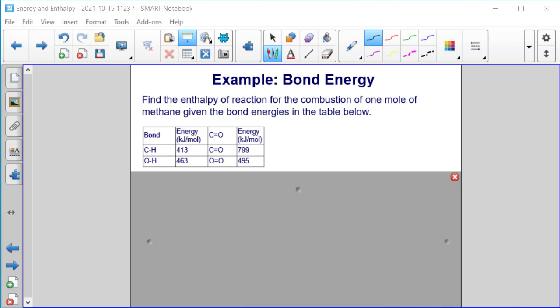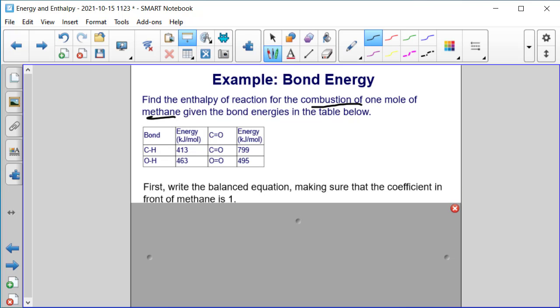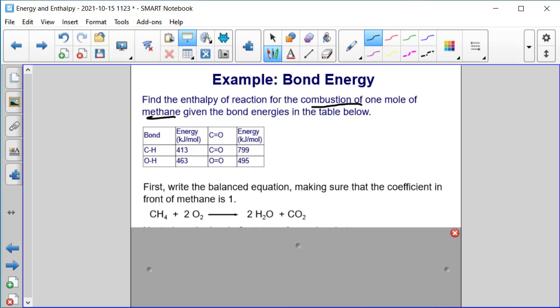So here's our question again. The first thing we need to do is figure out what our reactants and products are. We need to write a reaction. We're told that it's combustion of 1 mole of methane. So first things first, write an equation making sure that the coefficient in front of the methane is 1 because we're combusting 1 mole of methane. Combustion, remember, is a reaction of the hydrocarbon, the methane in this case, CH4, with oxygen. And the products for a combustion reaction are water and carbon dioxide, so H2O and CO2.